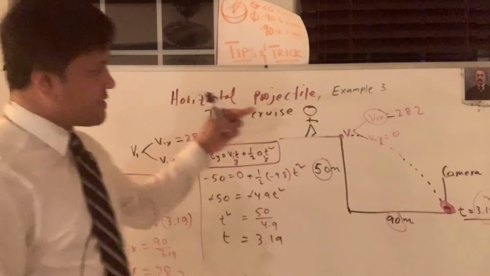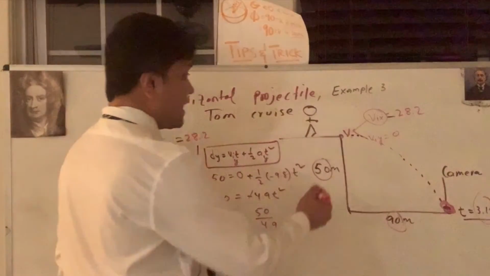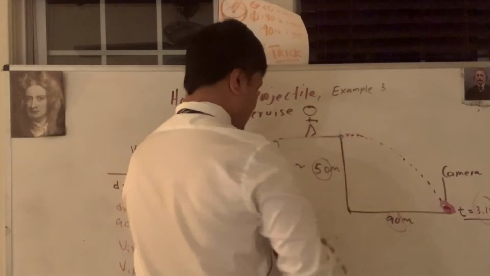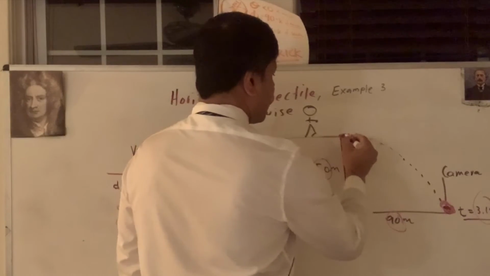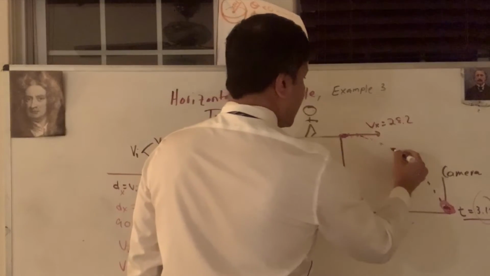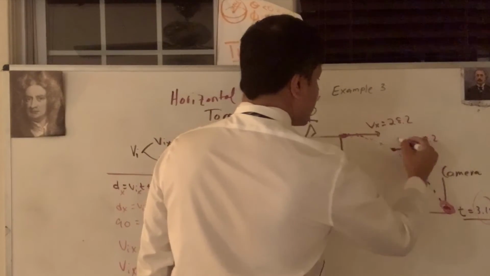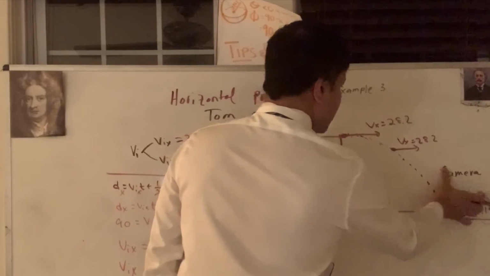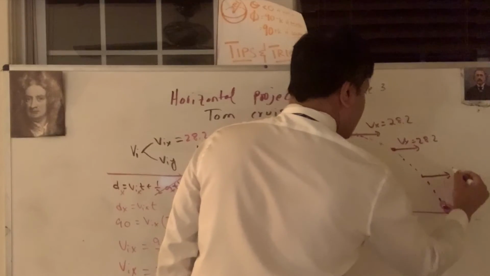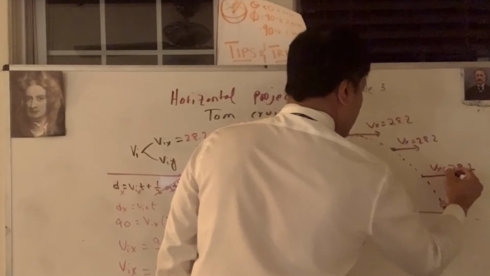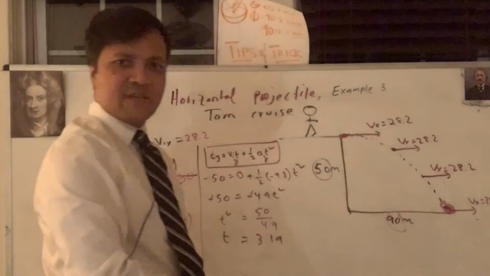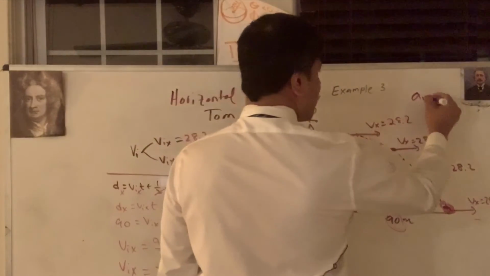The velocity in the x direction remains constant. What do I mean? Let's use a different color. Right here Vx is 28.2. Right here Vx is 28.2. Right here Vx is 28.2. It never changes because acceleration due to gravity in the x direction is 0.